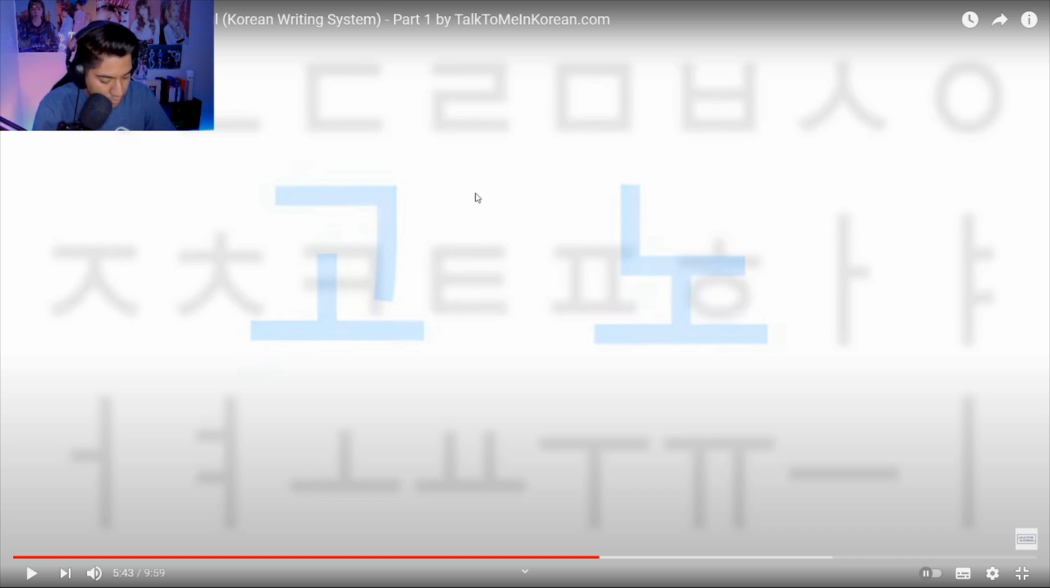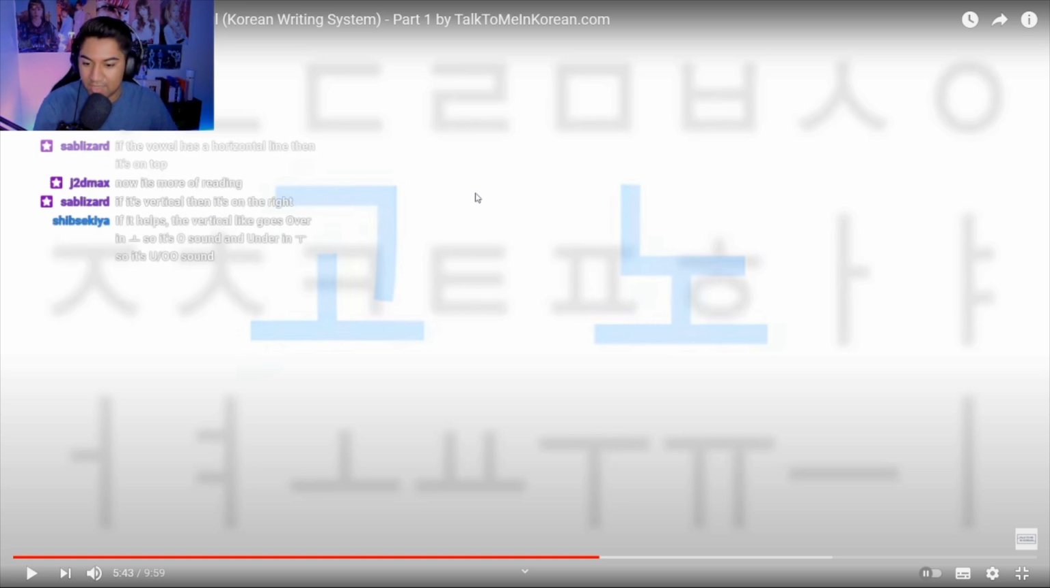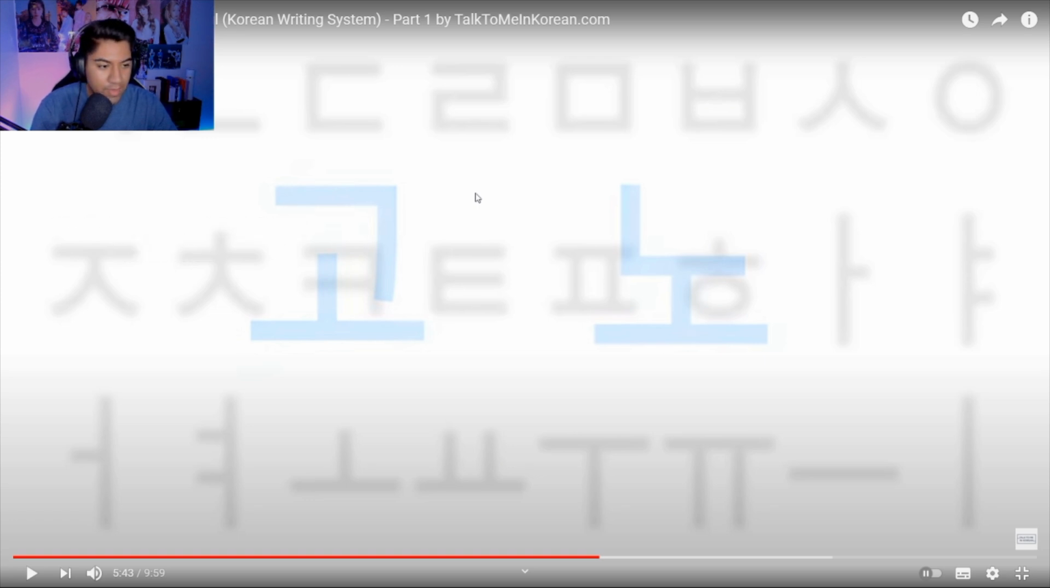Okay. Cool. And then no. Okay. Yeah, I think they're teaching it in the writing part. If the vowel has a horizontal line, then it's on top. If it's vertical, then it's on the right.